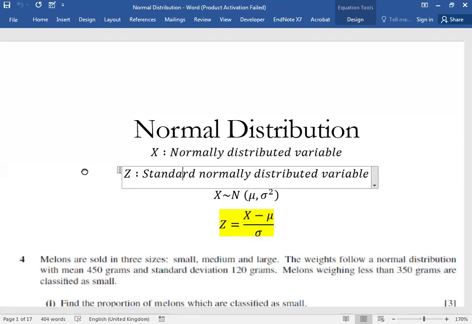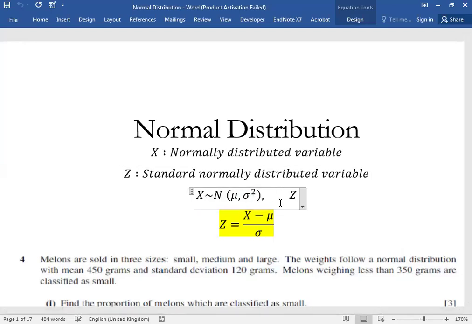This is the table for Z. Z is again a normally distributed variable. Its mean is 0 and the standard deviation is 1. So if you were to write the same notation with Z, what will you write? Z is normally distributed with mean 0 and standard deviation 1, so the variance will also be 1, the square of 1. Is this clear?